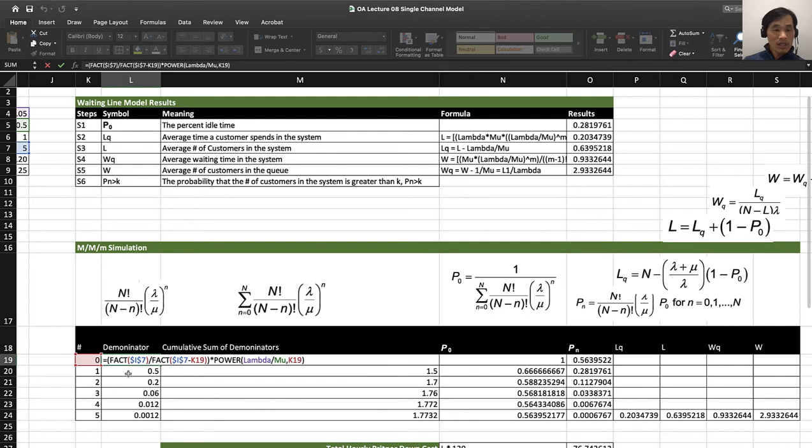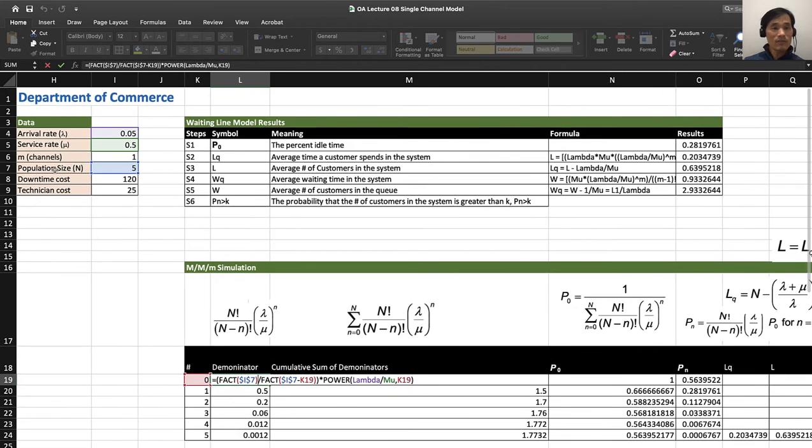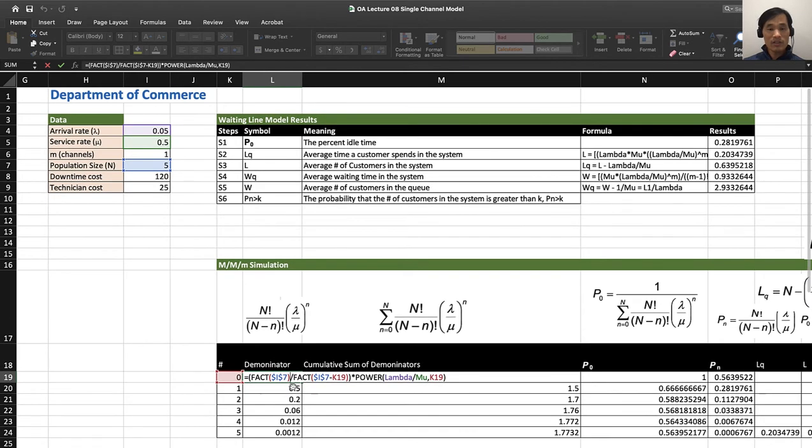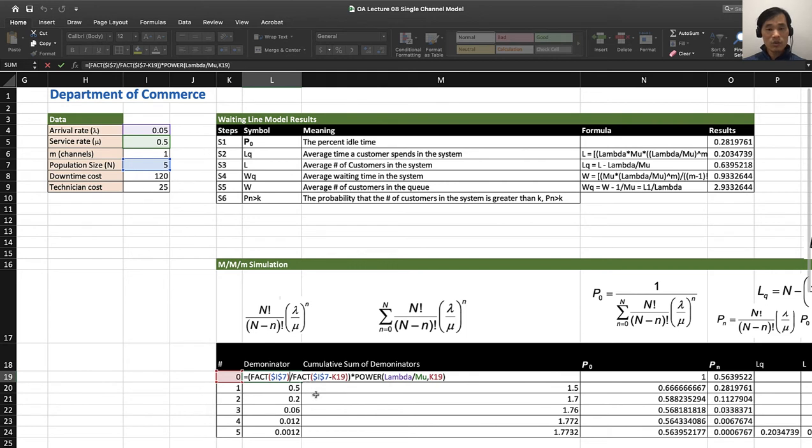Here's the factorial of I7, the population size N, divided by the factorial of 5 minus lowercase n, given here as K19. I calculate that and multiply by the power function, because to the power of n is needed. Power of lambda over mu, 0.05 divided by 0.5, with n as the exponent, so I put K19 here. I express this in Excel and copy that formula down. Then I have 1, 0.5, 0.2, and so forth down to 0.0012 as this value.